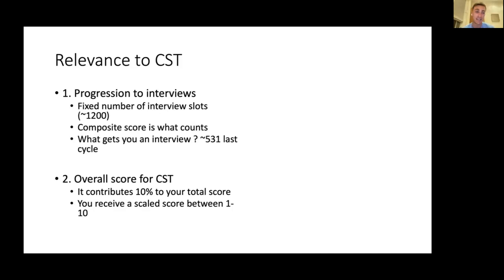So that's really important. It's actually the most important part of your application in a way, because you could be great at interviews and you could have the best portfolio, but you're not going to be able to make that count if you don't progress.